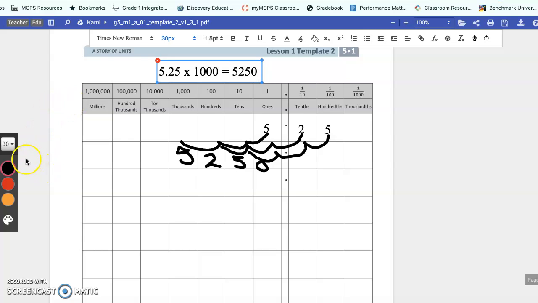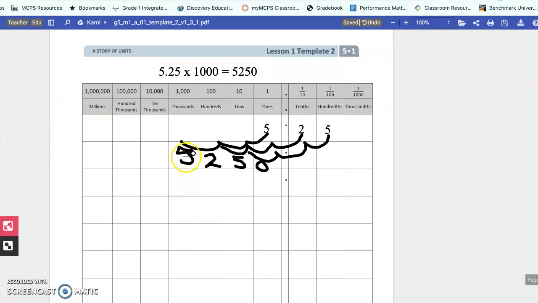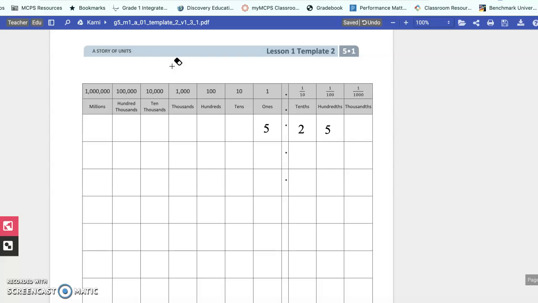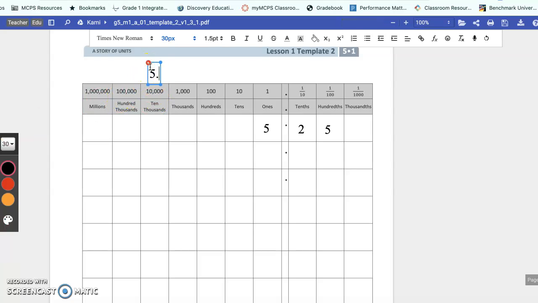Now, what if I wanted to divide instead of multiply? My process would be very similar, except instead of increasing by a place on the place value chart, I am going to move backwards and decrease by a place on the place value chart. Because when I divide, I am taking my amount and I am breaking it up into smaller groups of 10. So if I still had my number, we'll stick with 5 and 25 hundredths. And instead of multiplying, I want to divide it by 10.